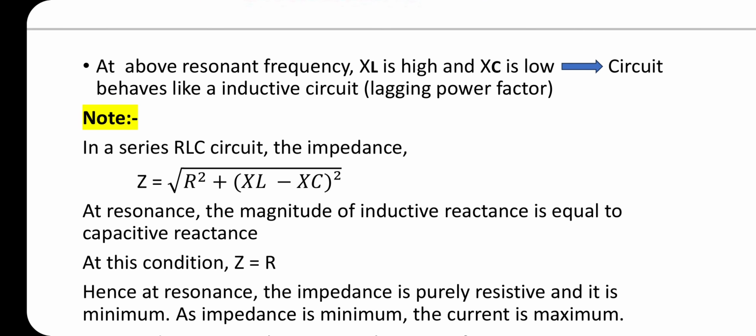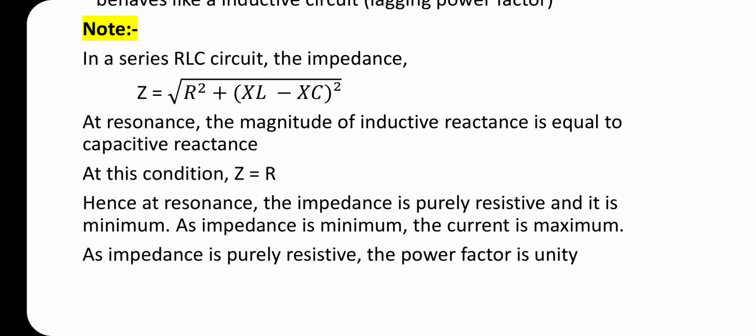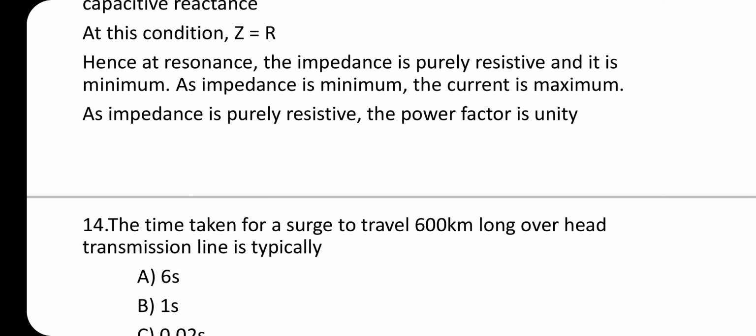Circuit behaves like a purely resistive circuit, that is unity power factor. At above resonance frequency, XL is high and XC is low. Circuit behaves like an inductive circuit, that is lagging power factor. Note, in a series RLC circuit, the impedance Z equals root of R square plus (XL minus XC) whole square. At resonance, the magnitude of inductive reactance is equal to capacitive reactance. At this condition, Z equals R. Hence, at resonance, the impedance is purely resistive and it is minimum. As impedance is minimum, the current is maximum. As impedance is purely resistive, the power factor is unity.